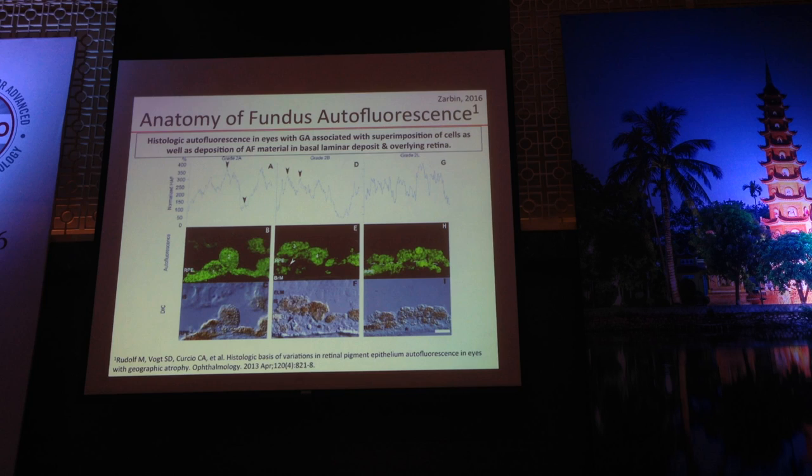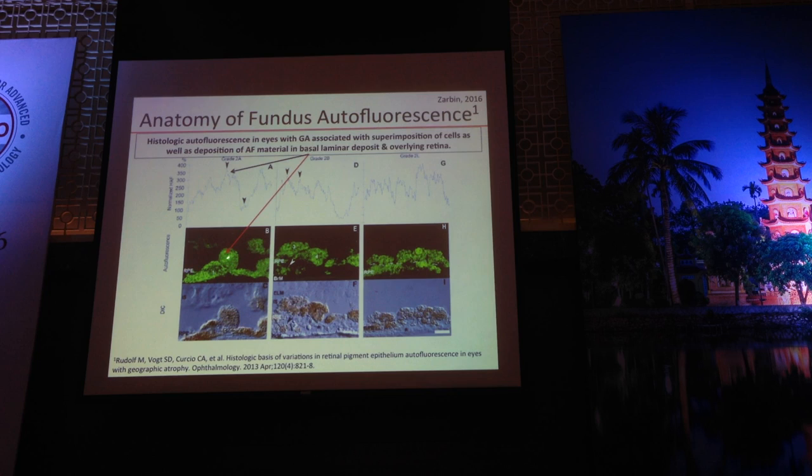But if we look at the tissue histologically, we see something that isn't intuitively obvious, and it's shown here. This is work by Dr. Kirchner. Histologically, the autofluorescence in geographic atrophy is actually most commonly associated with the superimposition of RPE cells, as well as the deposition of autofluorescent material in the Bruch's membrane. So for example, here's an area of high autofluorescence, and what do we see? We see doubling of the RPE. Here's an area of low autofluorescence, we see a single RPE. Same thing in a totally different region. Where you see increased autofluorescence, histologically you see multilayers of RPE cells.